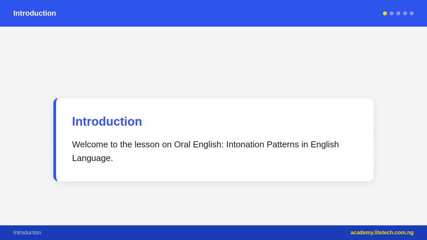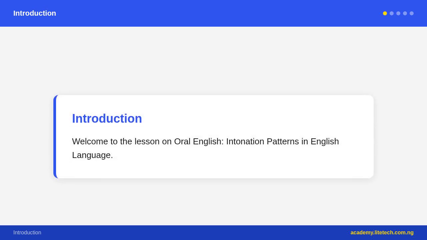Today we study oral English, specifically intonation patterns. This topic is regularly tested in the BECE. What is intonation? Intonation is the rise and fall of the pitch of the voice during speech. Just as music has a melody, spoken English has its own musical pattern, and that pattern carries meaning.